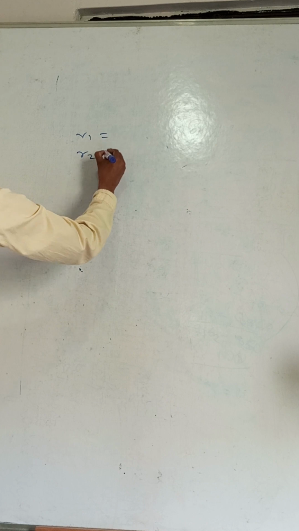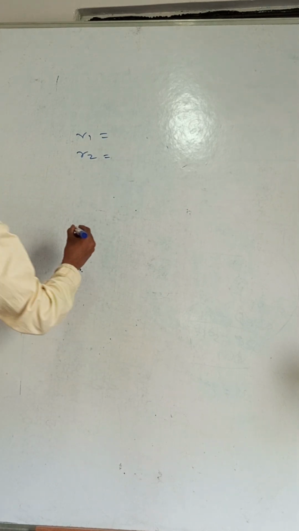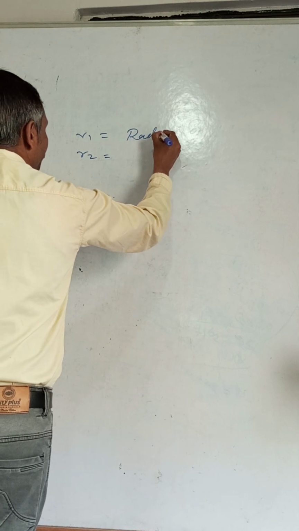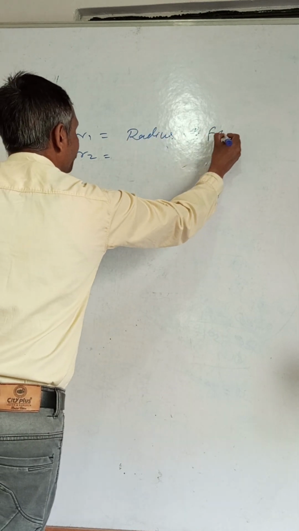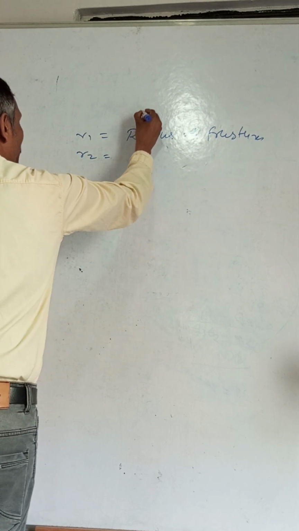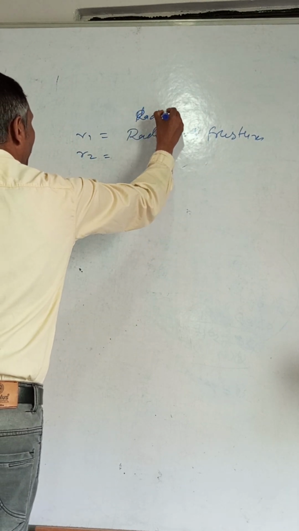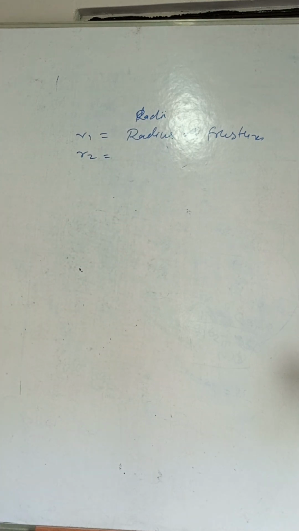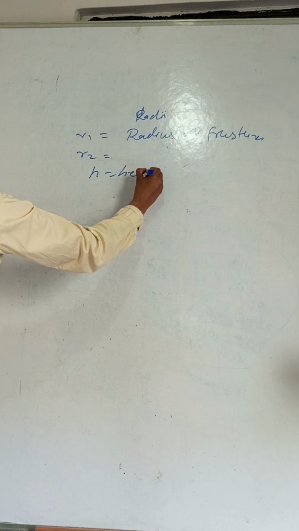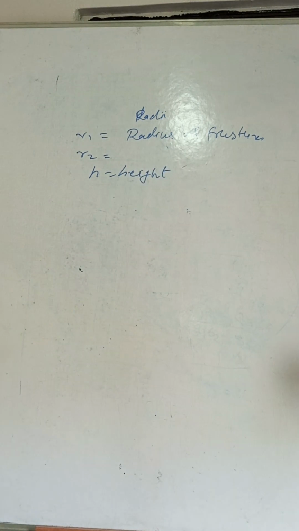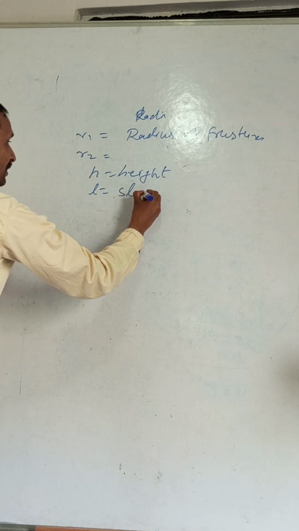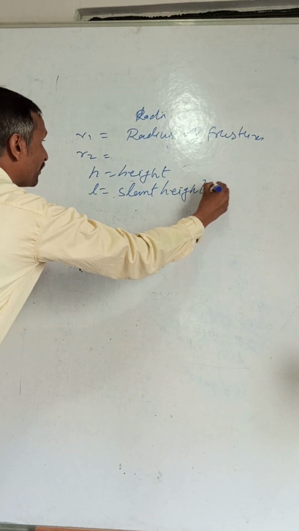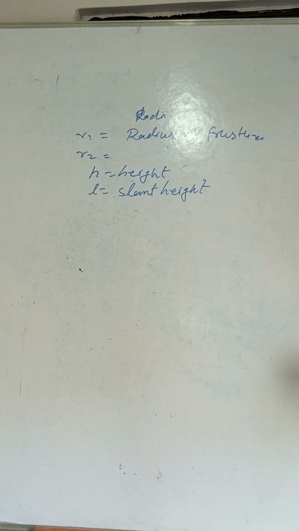What is the question given here? If R1 and R2 are the radii of the frustum, h is the height, and L is the slant height, then what is the formula for finding the volume of a frustum?